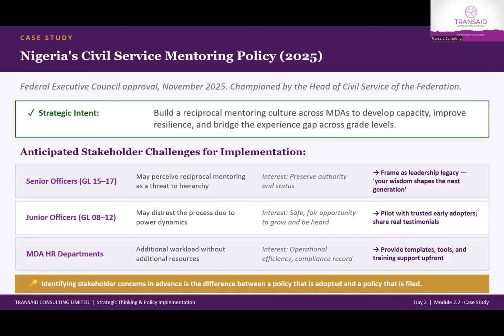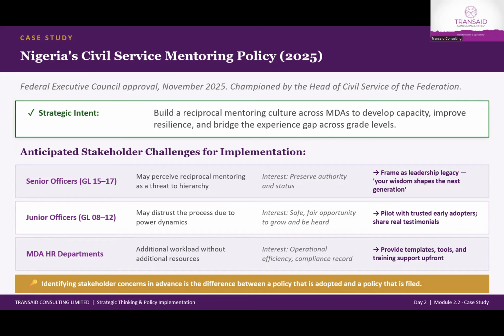What do you now do? You pilot with trusted early adopters. Maybe like 10 people sign up, so level 15 and level 12, for example, mentoring. This week, the senior will teach. Next week, the junior will teach. Then you share those real testimonies. They know that, no, they will not look down on us. So they can also listen to us. So we have something to also contribute.